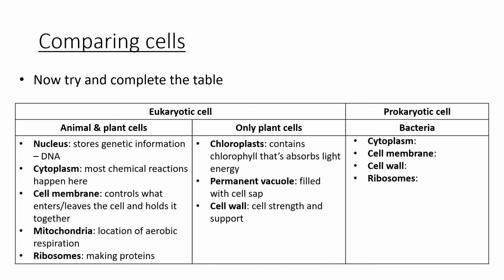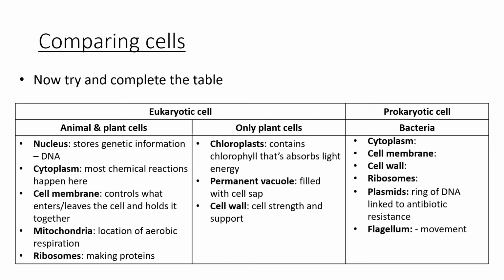There are of course some extra bits in the prokaryotic cell that are not found in any of the eukaryotic cells. You have the plasmids, which are rings of DNA which are linked to antibiotic resistance. You have the flagellum, which is involved in movement. And of course you have the capsule, which provides protection for the cell and also allows the cells to stick together with other cells.